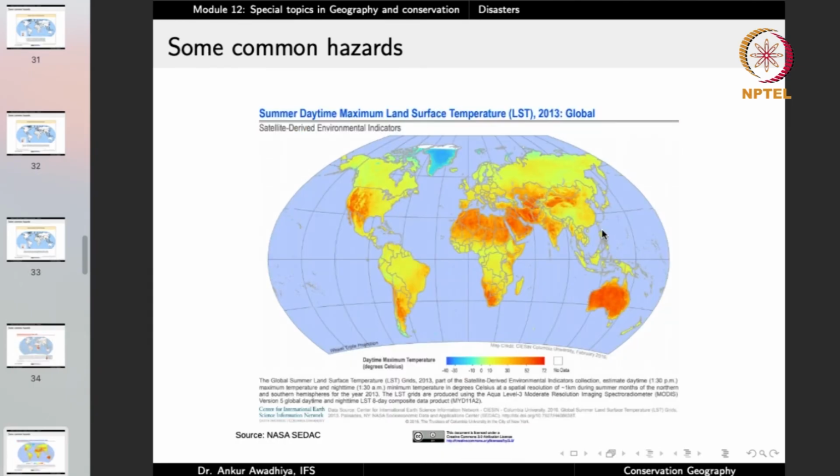If you look at the hazard of, say, heat waves, so heat waves can be seen by looking at the temperature distribution of different areas. And if you look at the maximum land surface temperature, we find that most of Australia, most of southern portion of Africa, most of northern portion of Africa, large portions of Asia and Europe, a very large portion of the US and Mexico, and large number of areas in South America have a very high temperature maximum in the summer season.